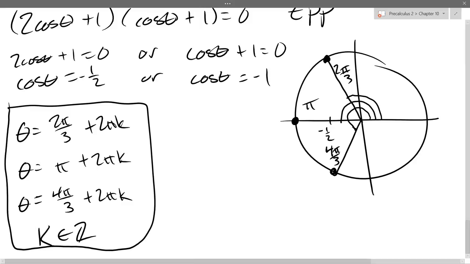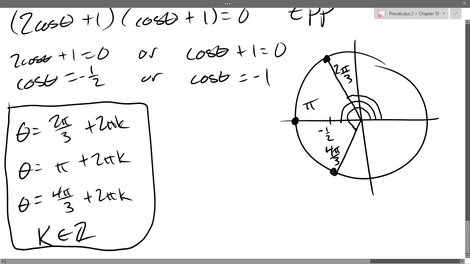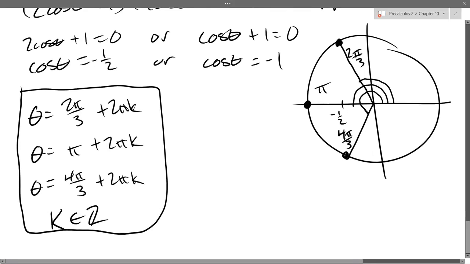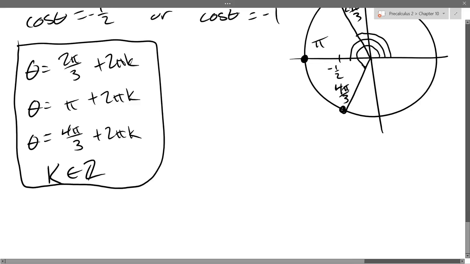All right, any questions on, so you got cos theta is -1/2, -1, and then I strongly recommend you draw your unit circle out and then put, in this case, the x values in there and then figure out what angles get you to those x values. All right, so any questions before we move on? So we'll do one more problem.